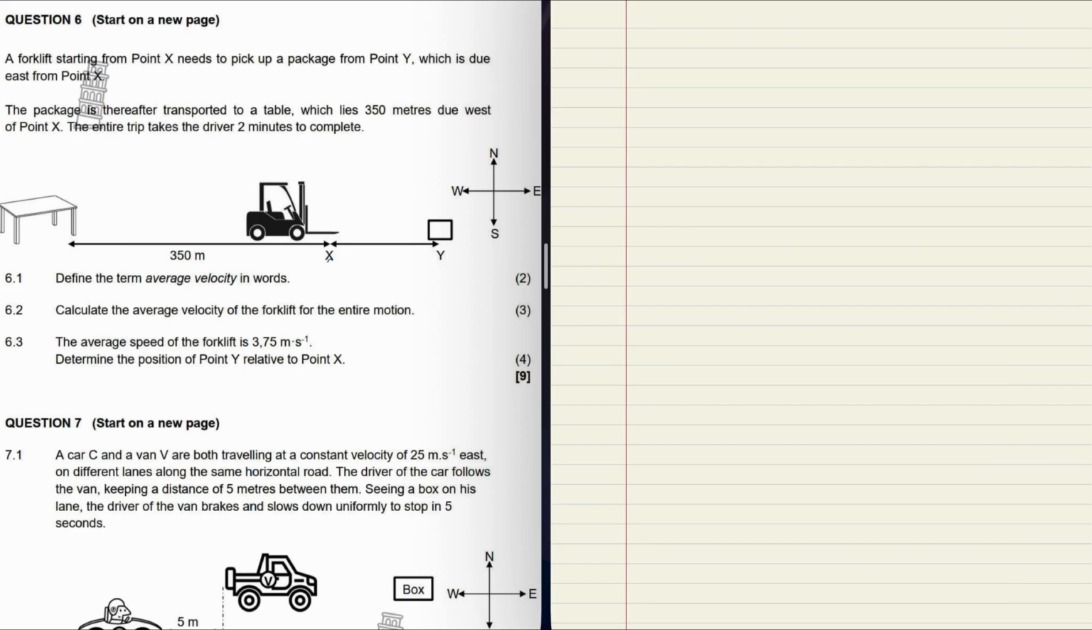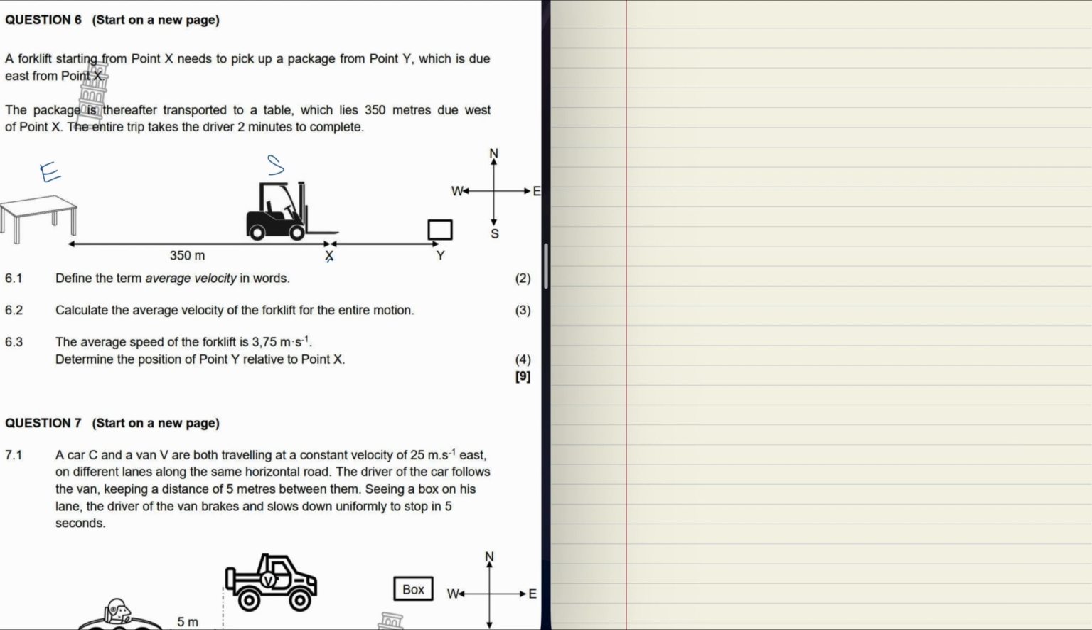So question 6 now says a forklift starting from point X, so this is the starting point, needs to pick up a package from point Y, which is due east from point X. The package is thereafter transported to a table which lies 350 meters due west of point X. So this is where it's ending. The entire trip takes the driver 2 minutes to complete.